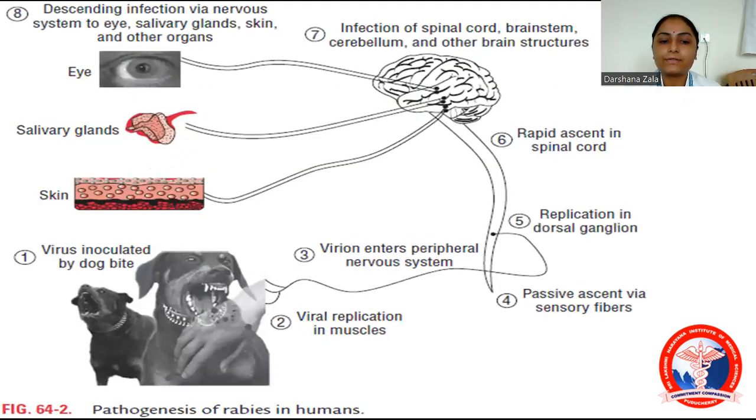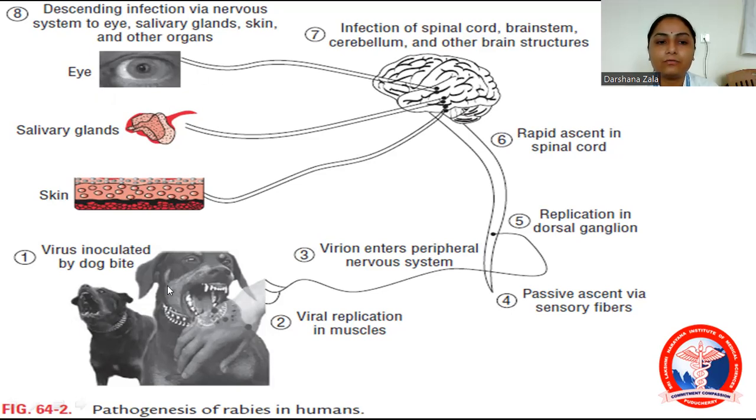This diagram shows the pathogenesis of rabies in a human. So how is this virus spreading from the extremity to the nervous tissue, and at the end stage it involves the eye, salivary gland, the skin and other organs.